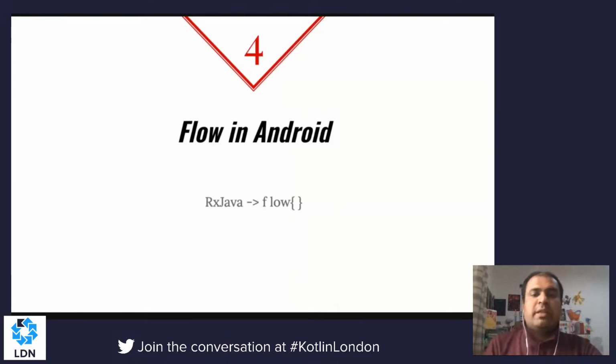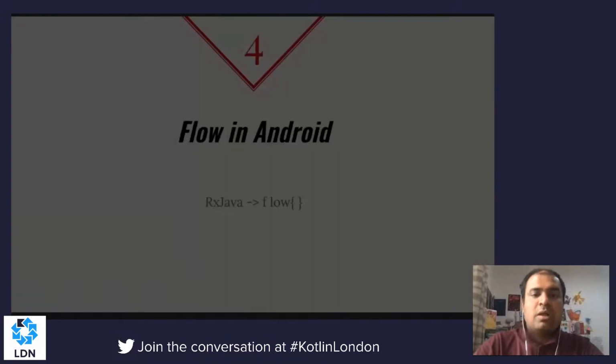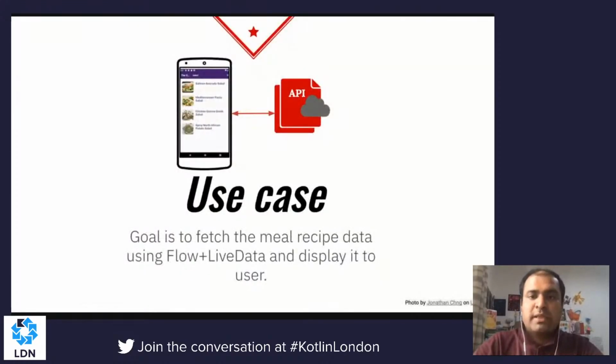Okay, so we talked enough about basic flow, how it looks in Android. That's what we are interested in. So let's see what we need to do if I'm an Android developer and I want to use Flow. So I have taken a small use case for this. The goal is to create a small application where I would be using some of the concepts like architecture components, means live data and view model, along with the flow.